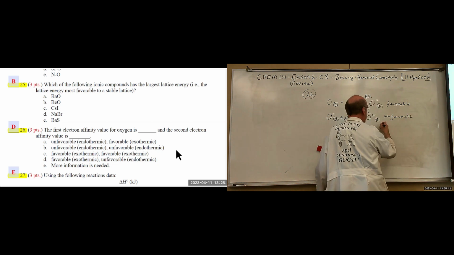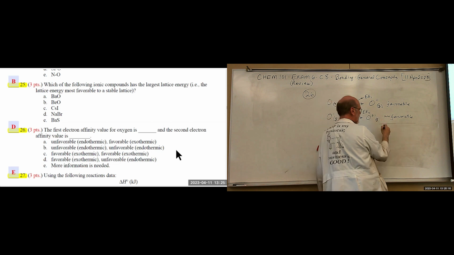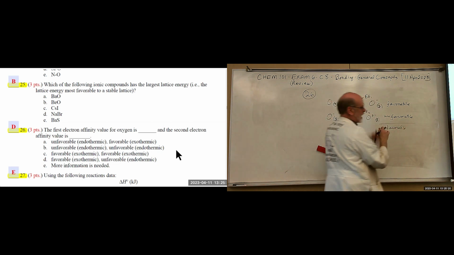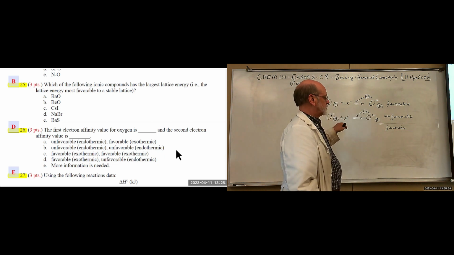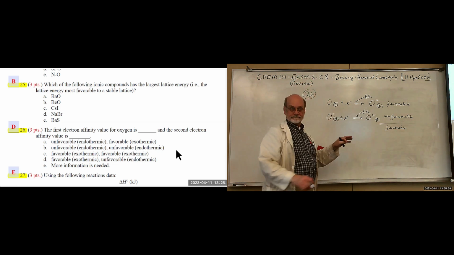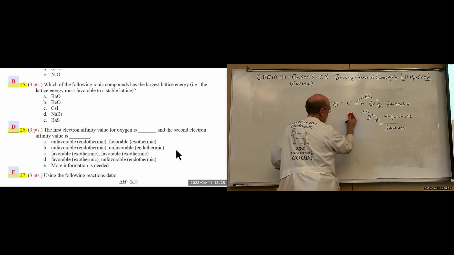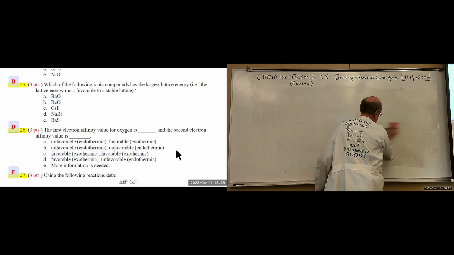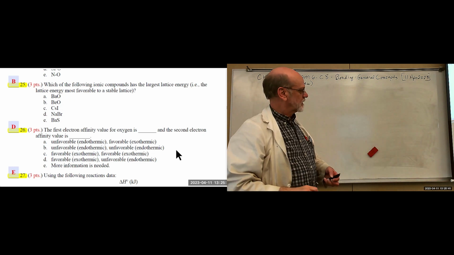But for both of them, we add them together. And if we have the actual numbers, then we find out that overall they're favorable. But that's not part of the question. I'm just adding that. So it should be favorable, unfavorable. D. Okay. Primarily because that second electron has to fight its way past the negative charge that's already there. 27.